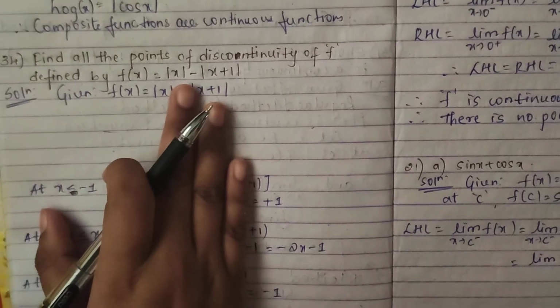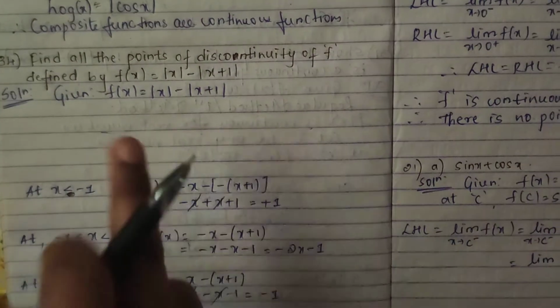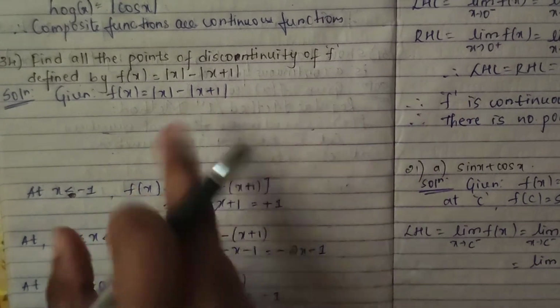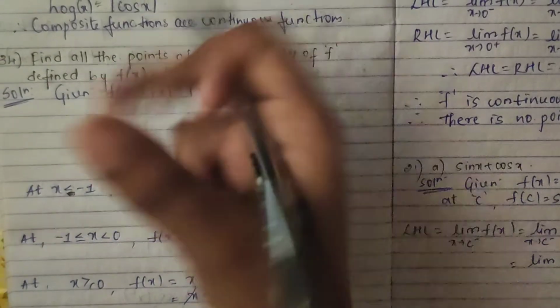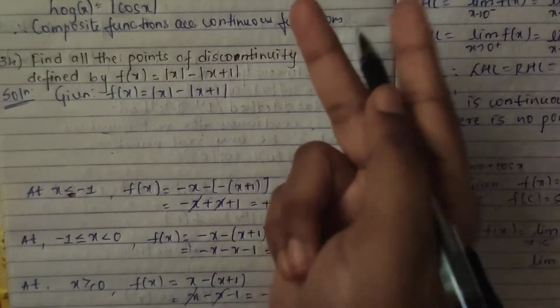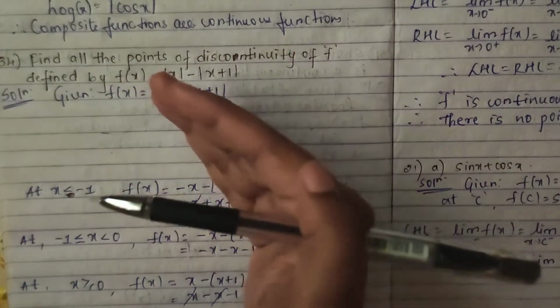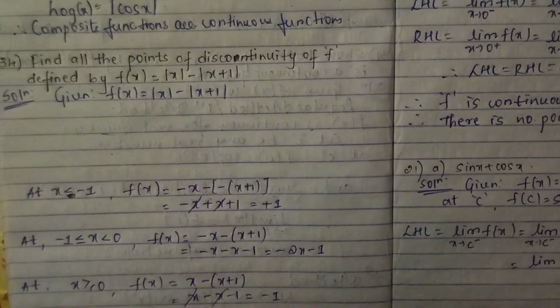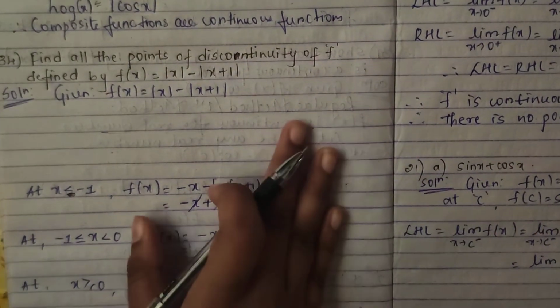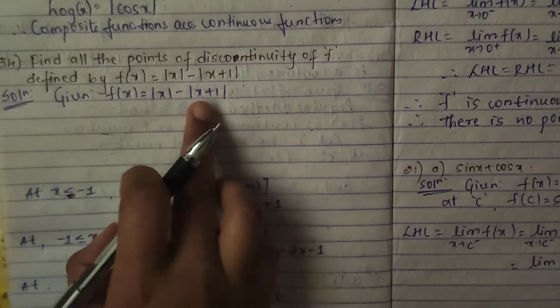Here they have not given you, which means you have to find that out. For this you have to find the conditions, form the function, and then check whether it is continuous or not continuous at the particular points which we take. So here you see you have mod x minus mod of x plus 1.